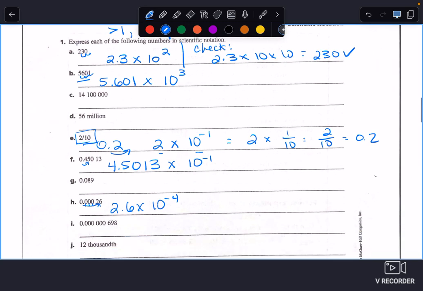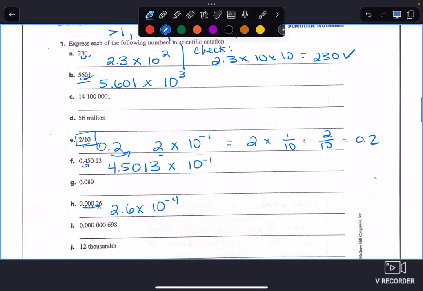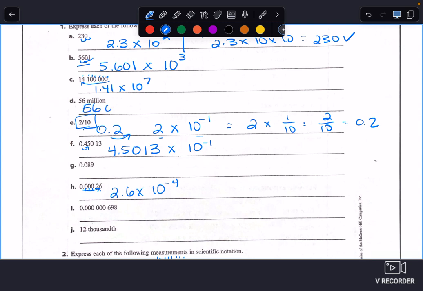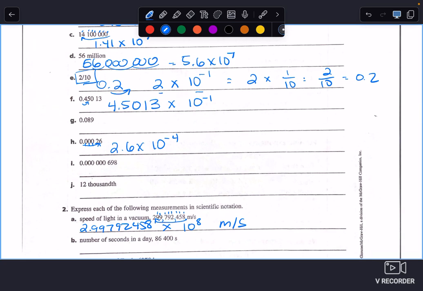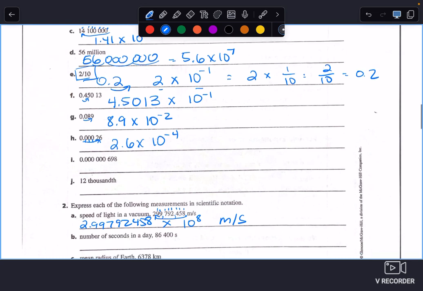Okay, so let's go over the answers to the rest. On this one, we're going to move the decimal point to after the first one. So it's going to be 1.41 times 10 to the 1, 2, 3, 4, 5, 6, 7. 56 million, I would write that out first. 56, 1, 2, 3, 4, 5, 6. And we're going to move the decimal point 3, 6, and 1 makes 7. So that is 5.6 times 10 to the 7th. Letter G, 0.089. We're going to move the decimal after the 8, 8.9, and this is less than 1, so this is times 10 to the negative second.